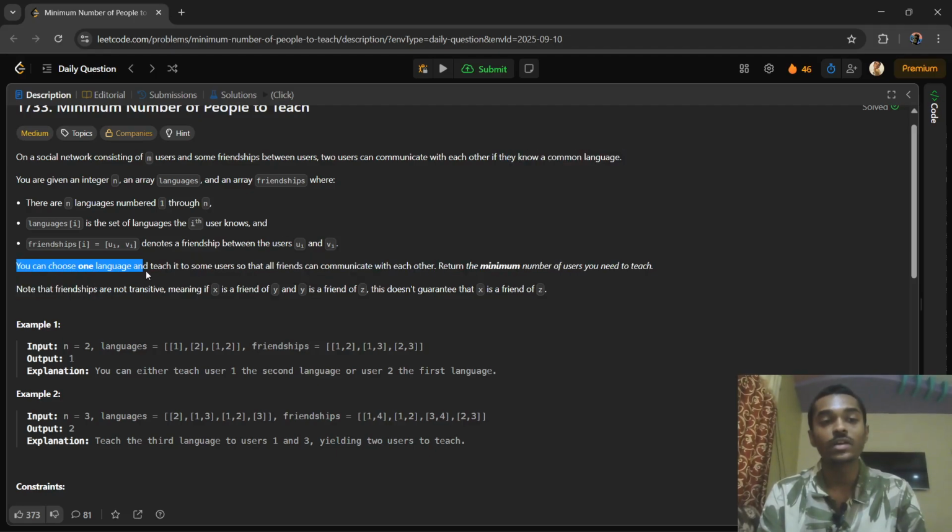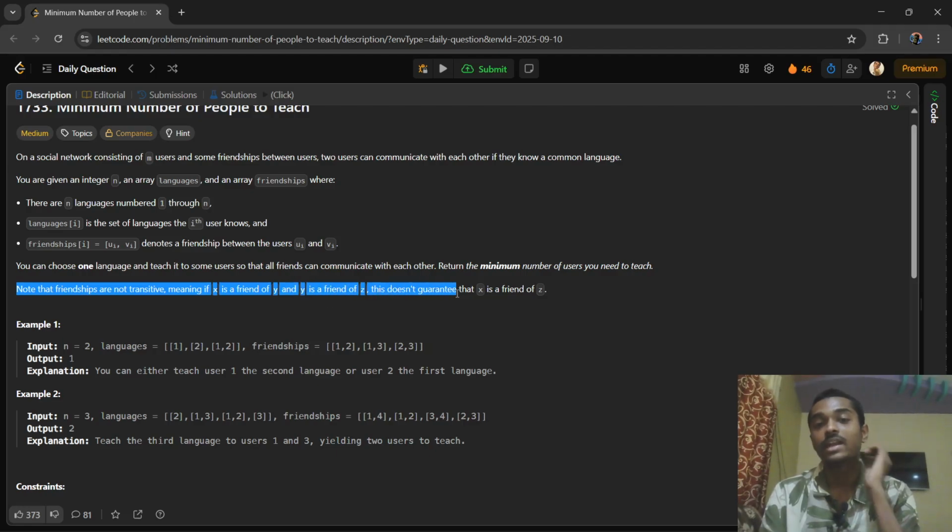You can choose one language and teach it to some users so that all friends can communicate with each other, and return the minimum number of users you can teach. And also there is a note: if x is a friend of y and y is a friend of z, that doesn't guarantee that x is a friend of z. This is the transitivity property.